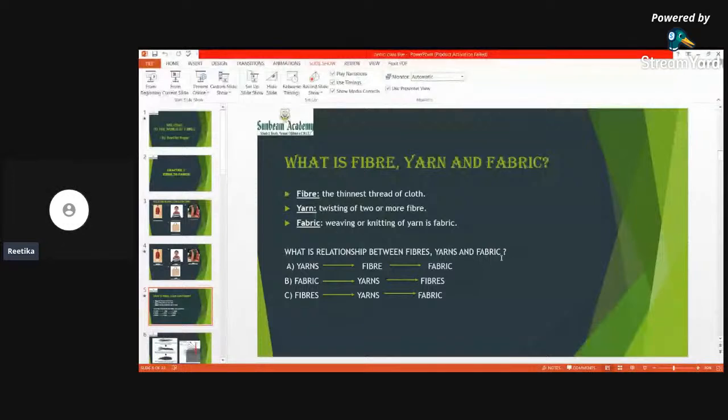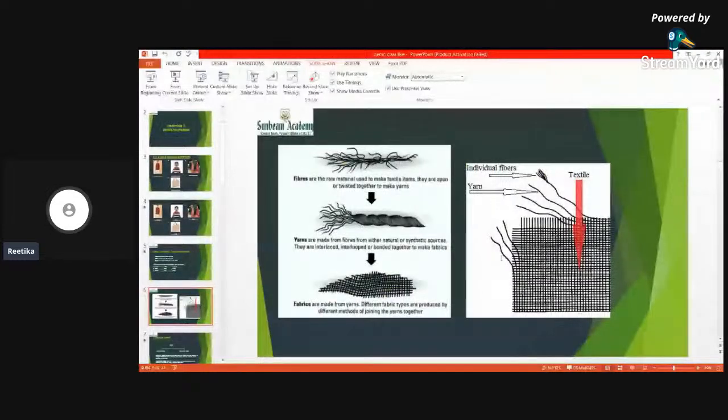So now moving ahead. For this question, option C is the correct answer. Moving ahead. I hope you can see the figure. So Tejas, when you go to a tailor and you take a cloth, that cloth is called fabric. Now you can see in the figure. See, there is fiber, yarn and fabric. Is this figure clear to you? Is it visible, children? Please type yes or no.